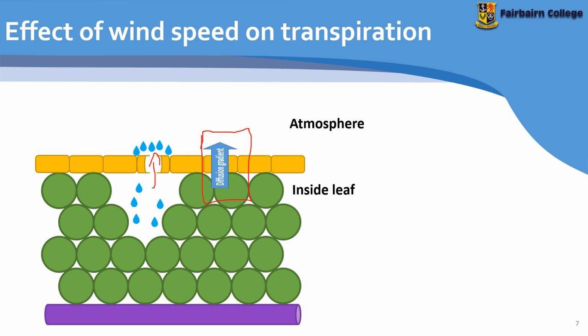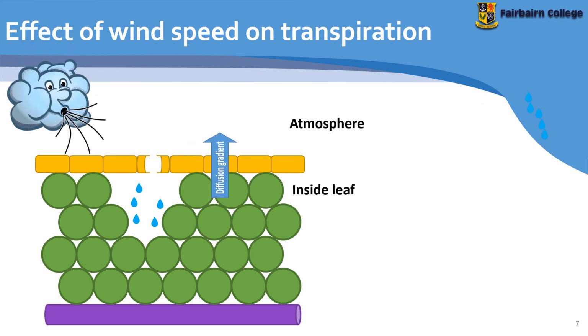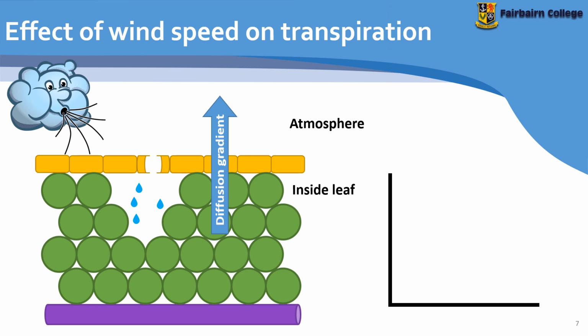So how does wind come into all of this? Well, if the wind starts blowing, it is going to blow away the water vapor on the outside of the leaf, increasing the diffusion gradient again, and increasing the rate of transpiration again. So as soon as water evaporates out, it is just going to get blown away by the wind. So let's look at how this looks on a graph.